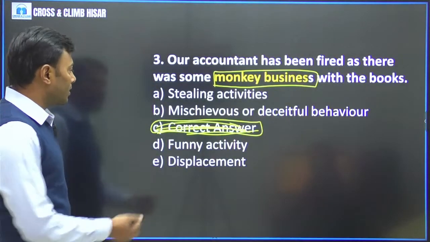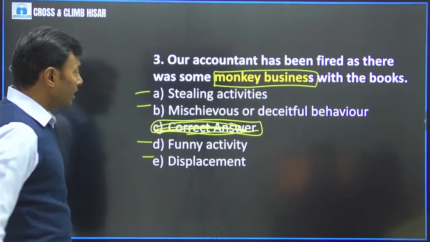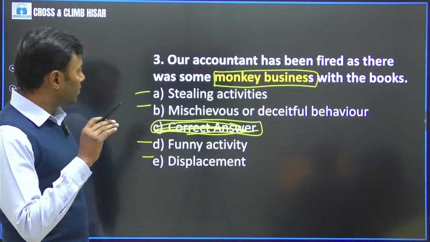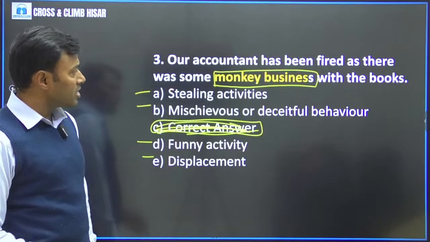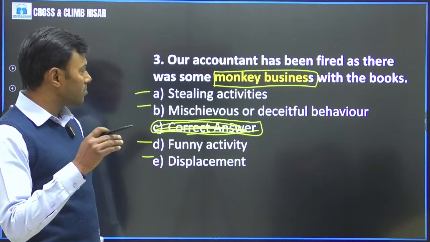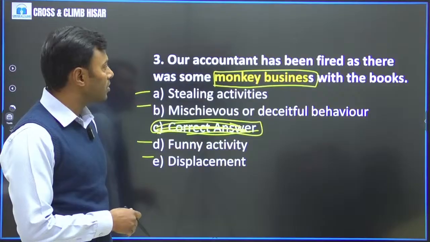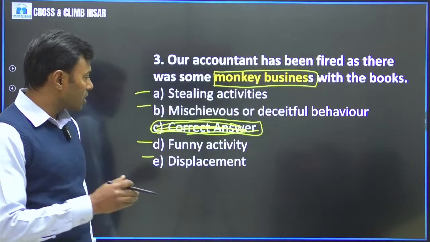अब just think, these are the four options. तो were some stealing activities done with the books, or was some mischievous or deceitful behavior done with the book, or funny activities done, or displacement?